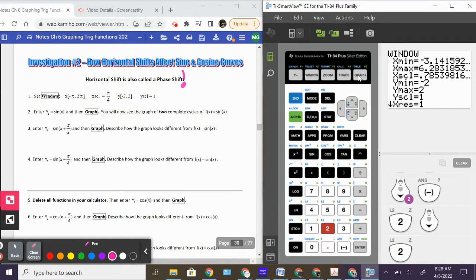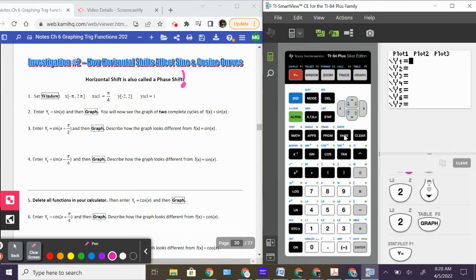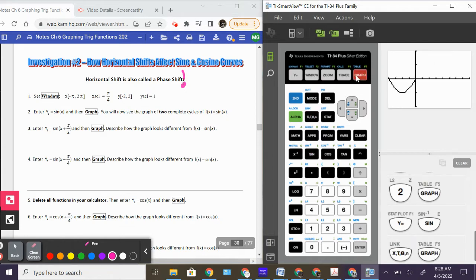And if you take a look at your graph, it should look something like this. Remember that each of those tick marks here represents pi over 4. And each of these tick marks here represents 1. So let's go ahead and graph our first function, y equals the sine of x. We all know what that looks like right now. Okay, boom, there it is.